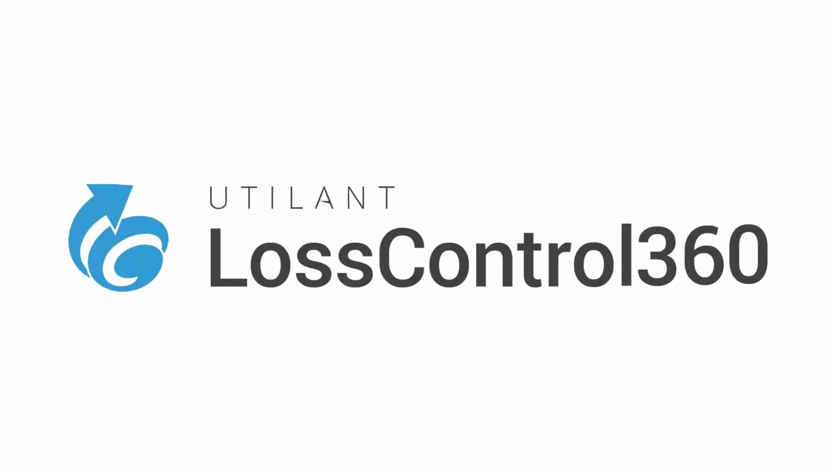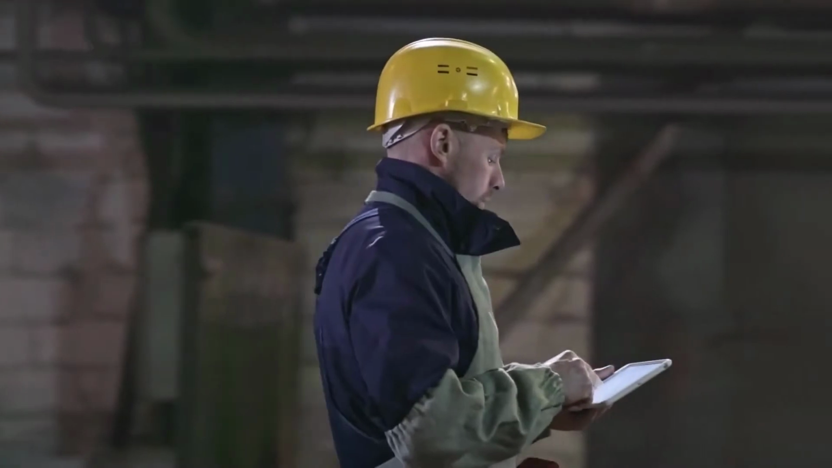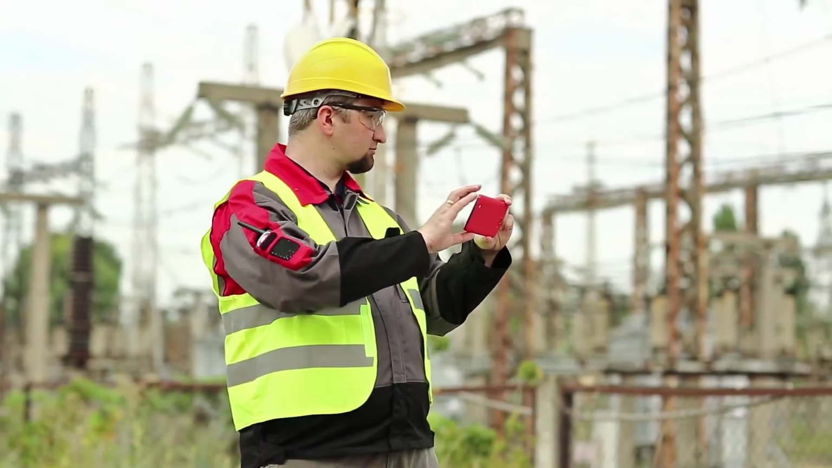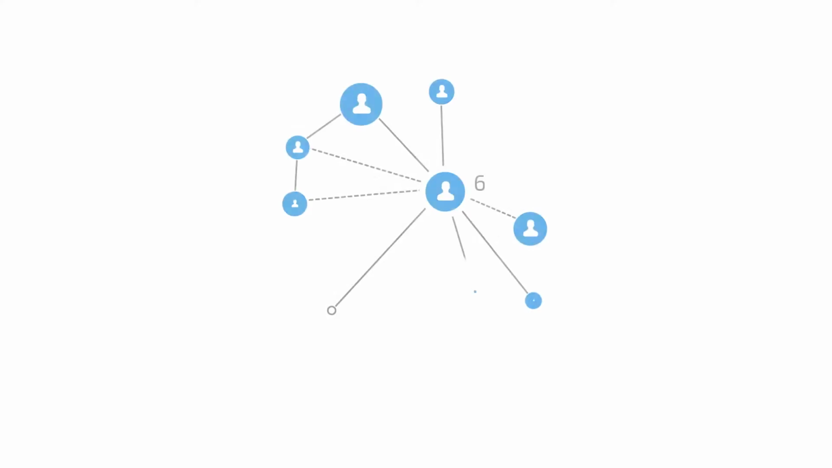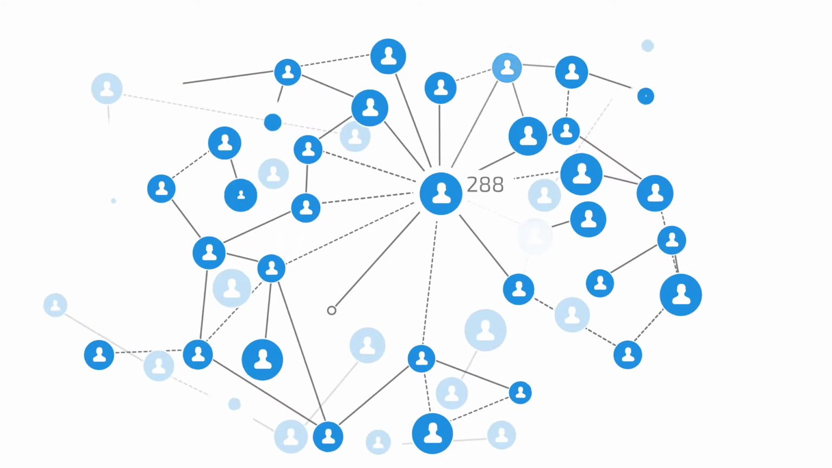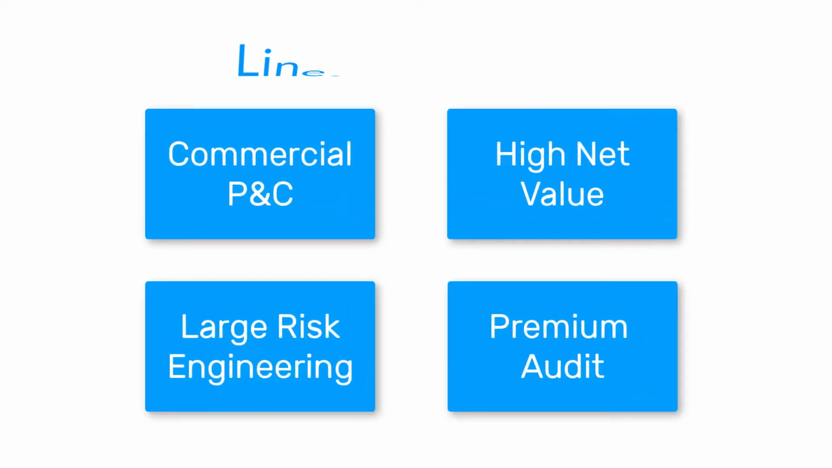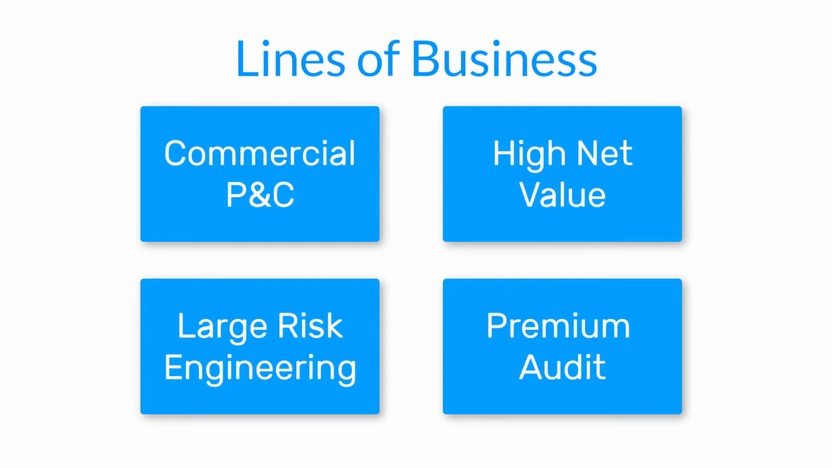Utilant's Loss Control 360 self-survey module is designed to let agents and policyholders perform surveys themselves on qualified risks, allowing data to be gathered on a greater portion of policies or where an in-person visit is not possible. The module's simplicity allows it to easily be added into the workflow for existing lines of business without the need for costly changes or training.